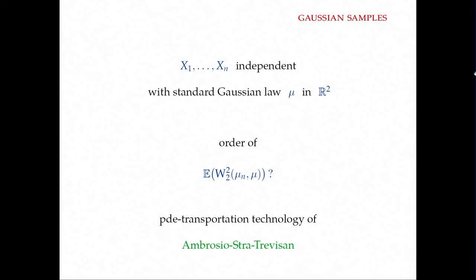So let us start the talk, because we have to say something on the Gaussian. This was in the title. So what's the picture about independent standard Gaussian? So in R^d, what is the order of this quantity? And we aim at studying this question using the approach we just described, this PDE mass transportation approach.